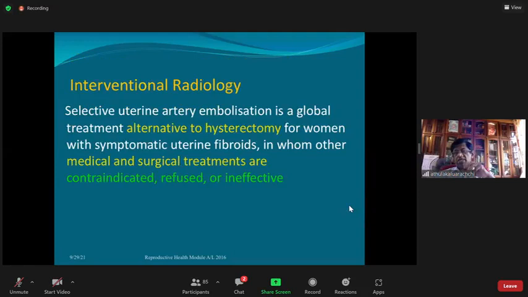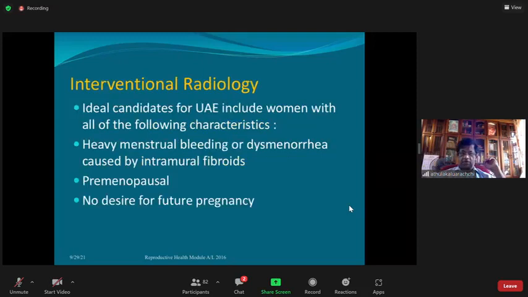Right, and then I said you can use certain radiological methods to manage these fibroids. Now, when you talk about radiological methods, the basic principle is to obstruct the vascular supply. If you block the vascular supply, then the fibroids will not grow further. So this is by using embolization of the vessels. We can use what's called selective uterine artery embolization.